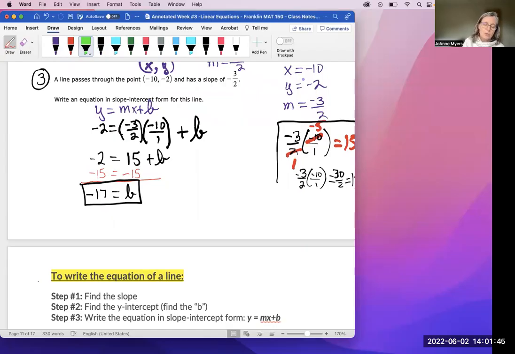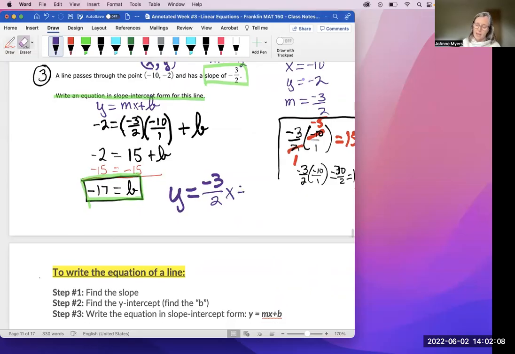Now, we were asked to write an equation of the line in slope-intercept form. I need to find my m, find my b. They told me the slope. I found the b, my y-intercept. So y equals my m, -3/2, times x, plus my b. I have plus -17. I'll write it out that way for you. Plus a -17. That is the same thing as y equals -3/2 x minus 17.